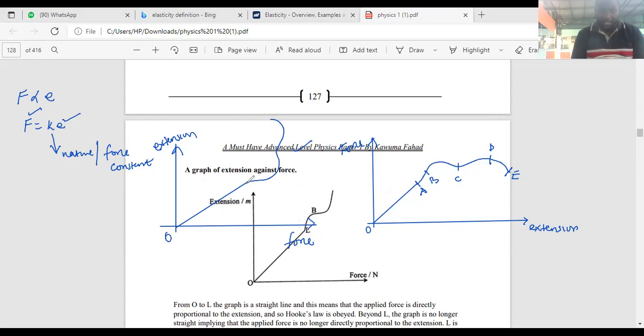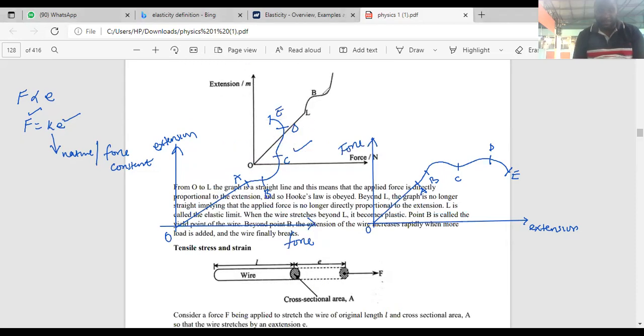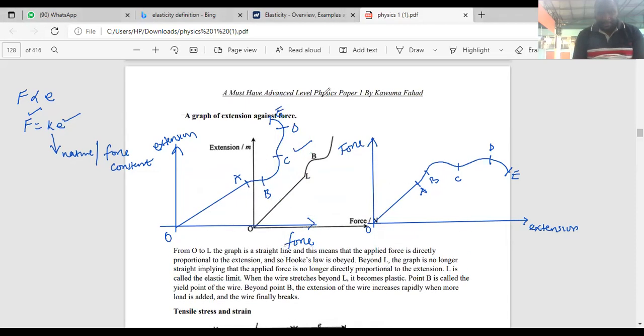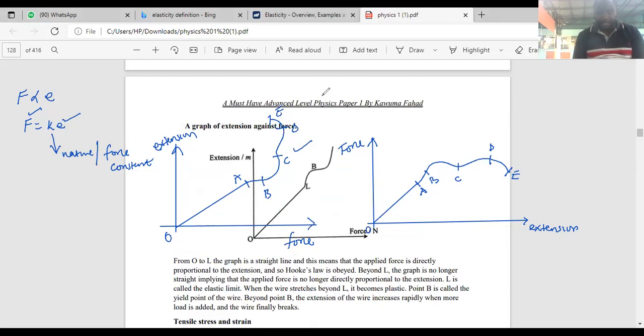Remember I showed you point A, the proportional limit, where Hooke's law stops, then the elastic limit, the yield point, plastic deformation, and then the breaking point. Now, this also has an explanation. They can ask me to explain the graph for 6 marks, so let me use what was sketched.